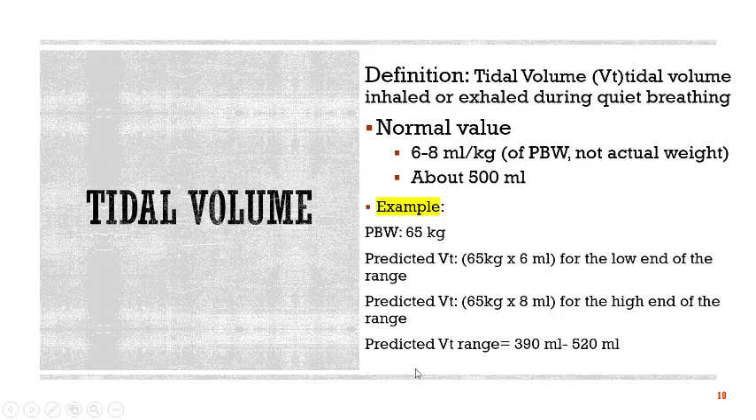So what this is telling you is for a patient who has a predicted body weight of 65 kilograms, their tidal volume range, the normal range for their tidal volume, is 390 mils to 520 mils. Okay, and that's how we use our predicted body weight to calculate these kinds of things, and that's how we apply it.